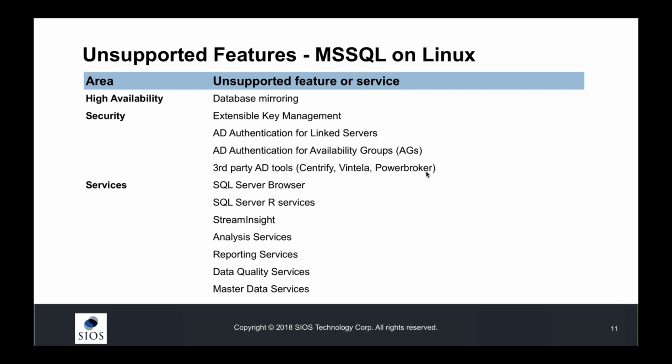High availability, here's a big one. Database mirroring is not a supported feature yet. So in relation to Always On availability, that leaves us with log shipping, log replay, etc. Security: a key management system is not there in the SQL layers. Linked server AD authentication and AD authentication for the availability groups themselves is not there. In addition, this third-party integration that is common on the Microsoft platform is simply not there for a subset of these things on the Linux platform.